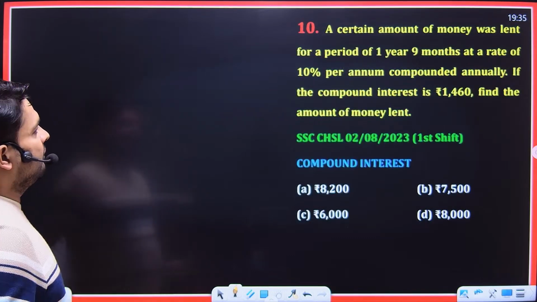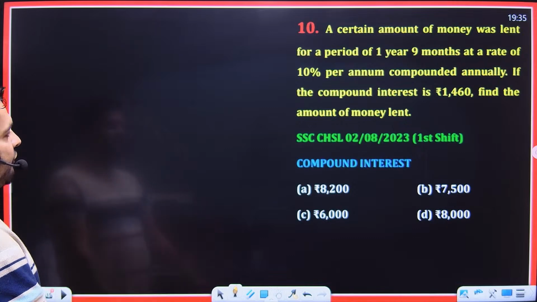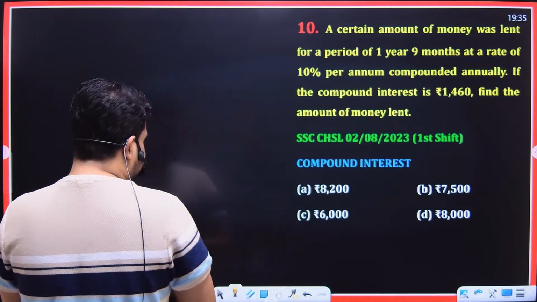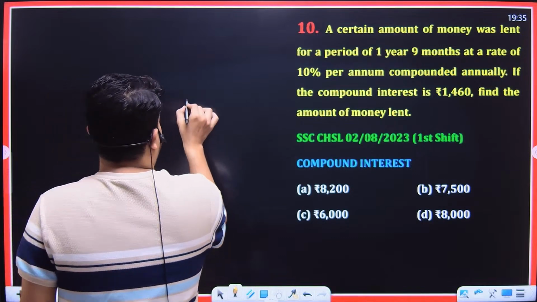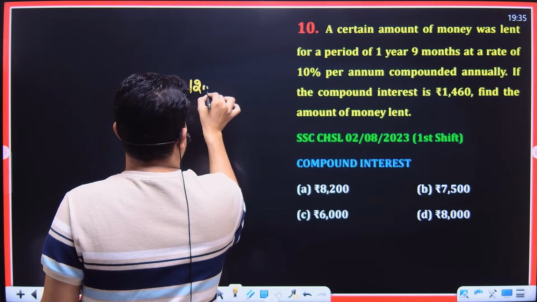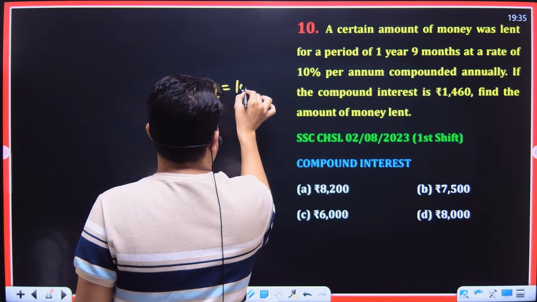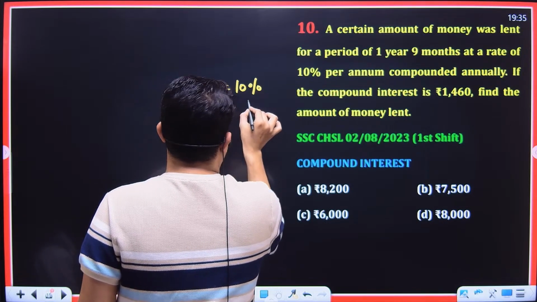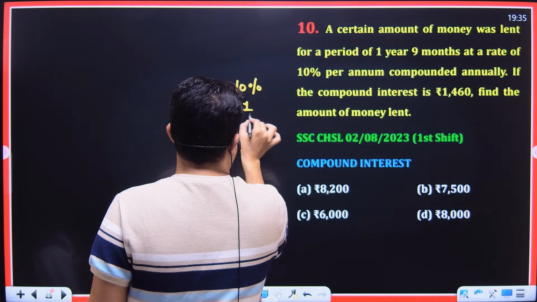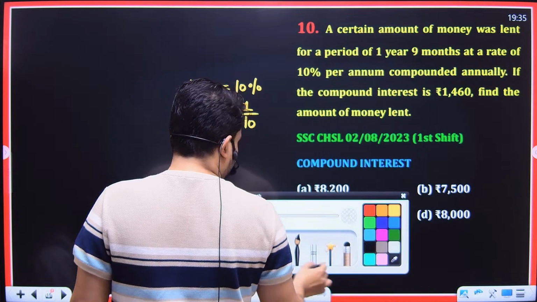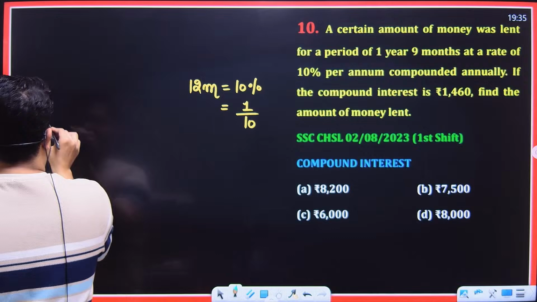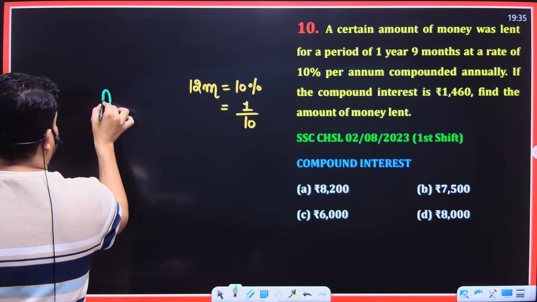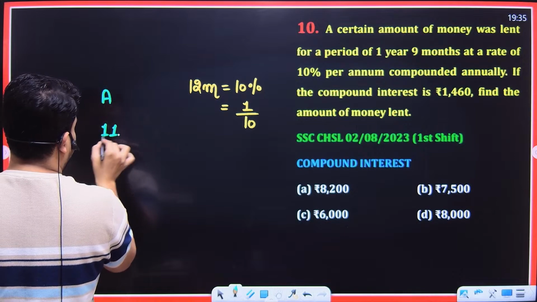A certain amount of money was lent for a period of 1 year 9 months at the rate of 10% per annum compounded annually. See, we have a rate for 12 months. The rate of 12 months is 10%. It means in 12 months, the 10% is equal to 1 by 10. So we can say that in 1 year, if my principal is rupees 10, then it will amount to rupees 11 in a single year.